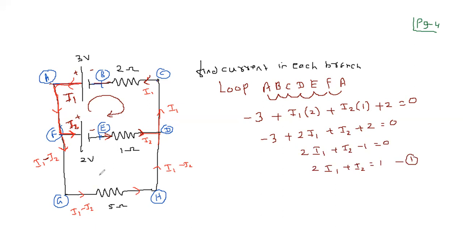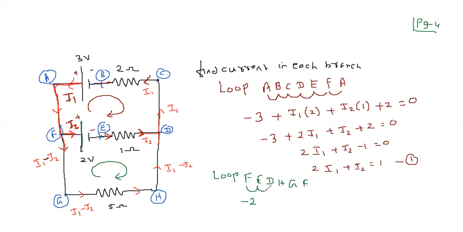Now I take one more loop. Shall I take this second loop? So what will the loop name be? The loop is F E D H G F. I am going from F to E, E to D, D to H, H to G, G to F. F to E: there is a battery. F is the positive side, E is the negative side. I am going from F to E. Can you guess the answer? Plus to minus, so -2.